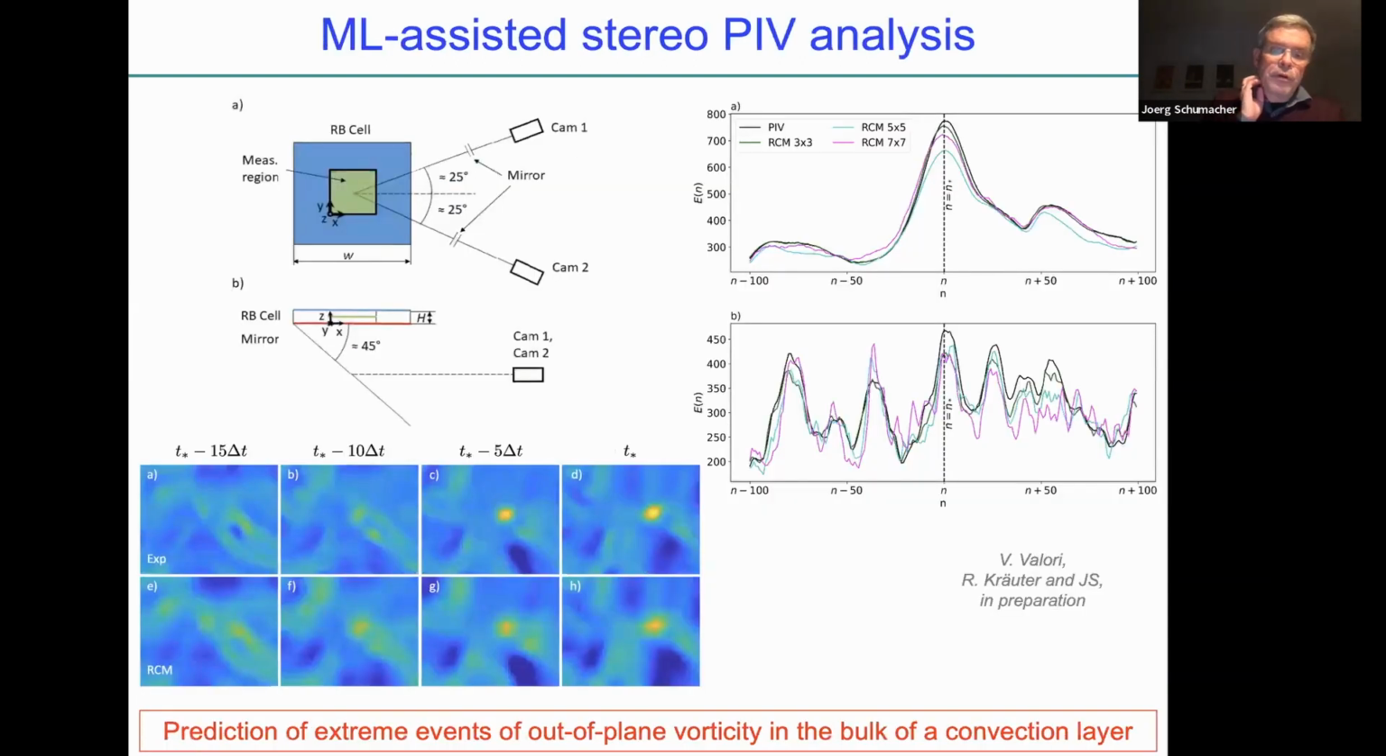Very recently, we have also applied this to experiments which are going on in our institute, where we are measuring vorticity structures in the bulk of a turbulent convection layer by stereoscopic particle image velocimetry. The idea here is to train the networks to track these high-amplitude or extreme events of the out-of-plane vorticity component. And even for those cases, the model performs reasonably well.